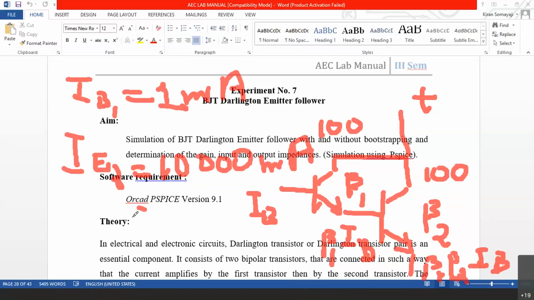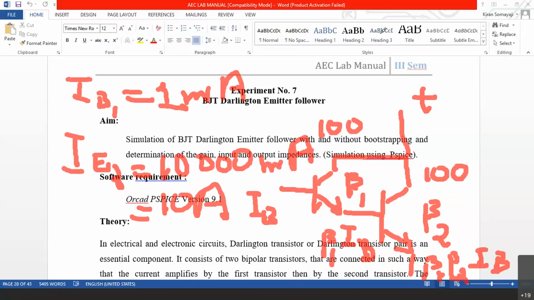10,000 milliampere is equal to 10 amperes, which is such a large gain. 10,000 times is the gain. That is called the current gain. Because of such a configuration, this is called a Darlington transistor. So a Darlington transistor is nothing but this combination where the emitter of the first transistor is connected to the base of the second transistor and the collectors are shorted.